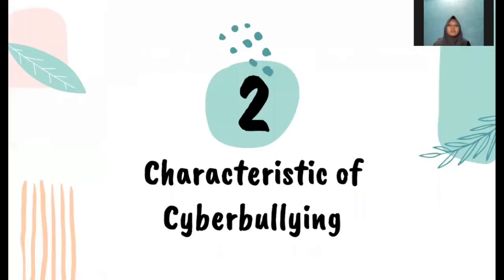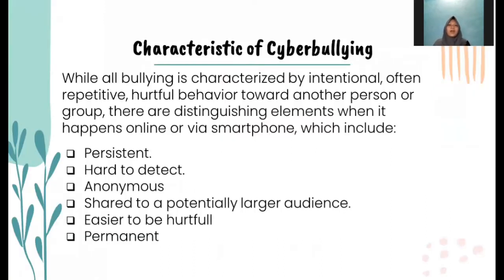Now, let's move on to the next section, which is about characteristics of cyberbullying. While all bullying is characterized by intentional, often repetitive, harmful behavior toward another person or group, there are distinguishing elements when it happens online or via smartphone, which include: 1. Persistent, which means cyberbullying can happen anytime.